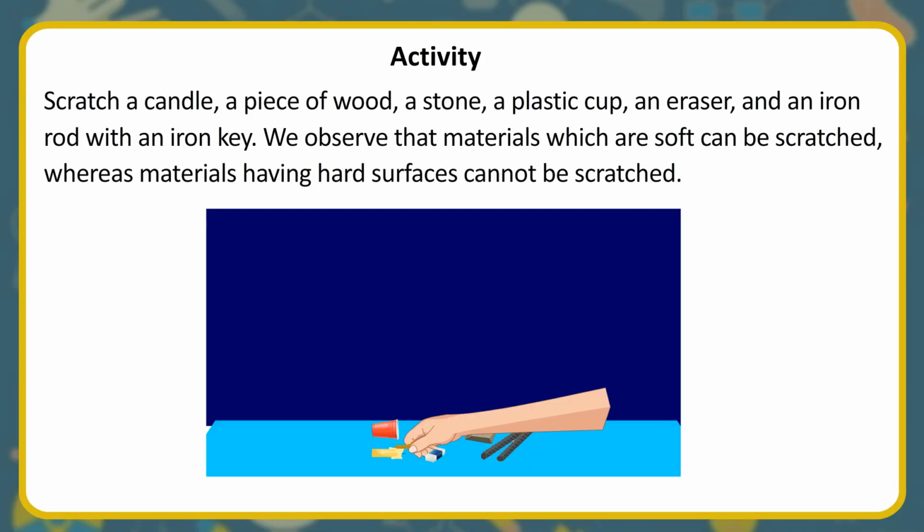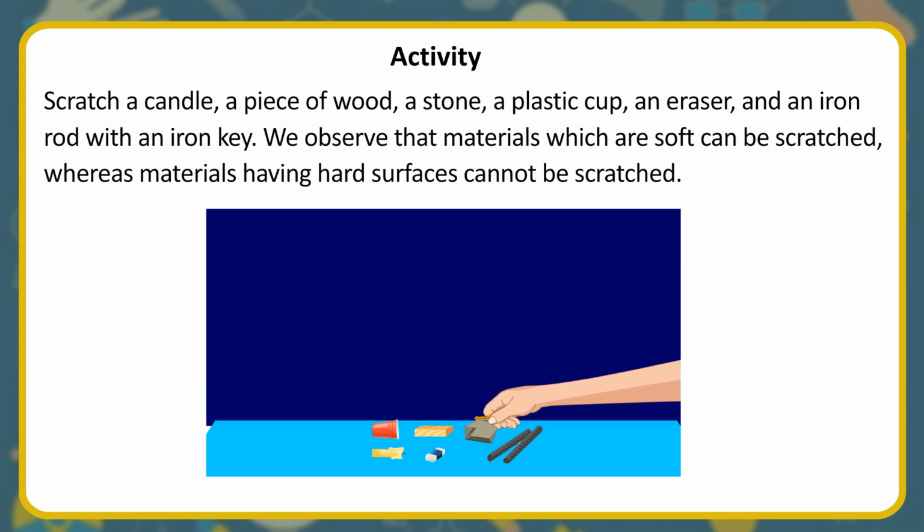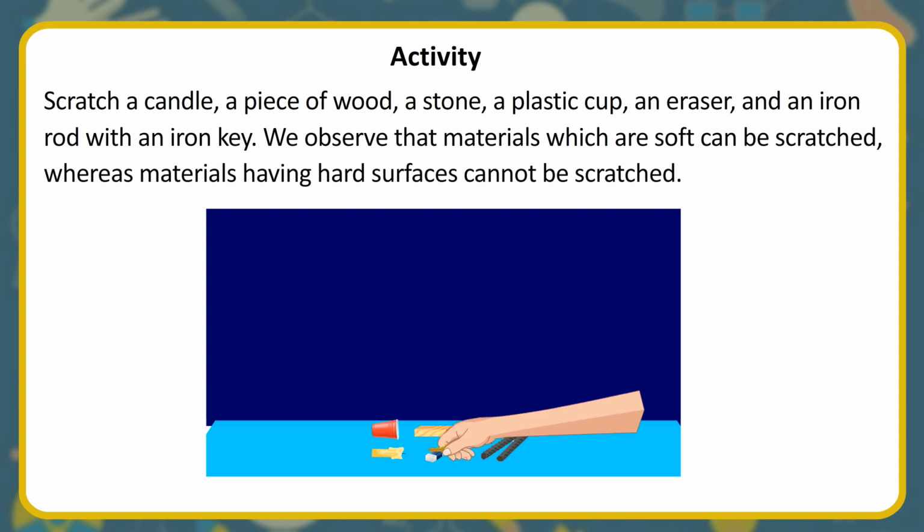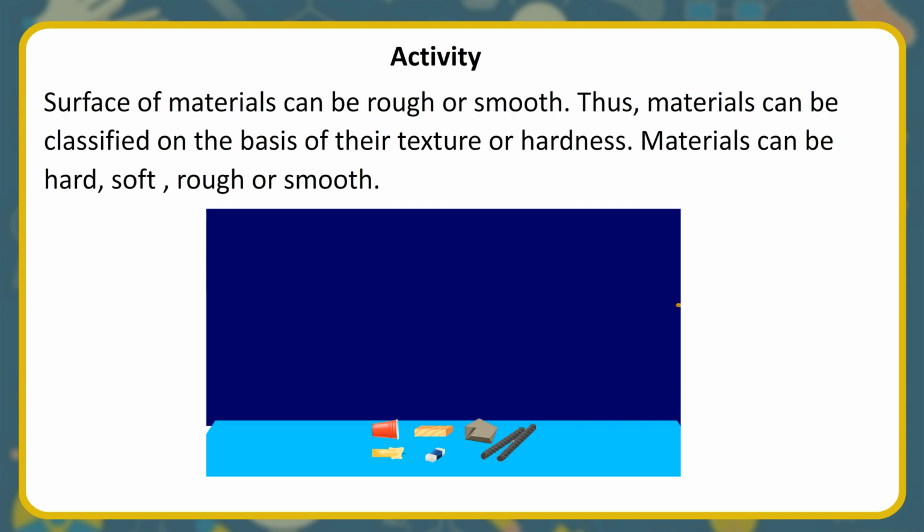Activity. Scratch a candle, a piece of wood, a stone, a plastic cup, an eraser, and an iron rod with an iron key. We observe that materials which are soft can be scratched, whereas materials having hard surfaces cannot be scratched. Surface of materials can be rough or smooth. Thus, materials can be classified on the basis of their texture or hardness. Materials can be hard, soft, rough or smooth.